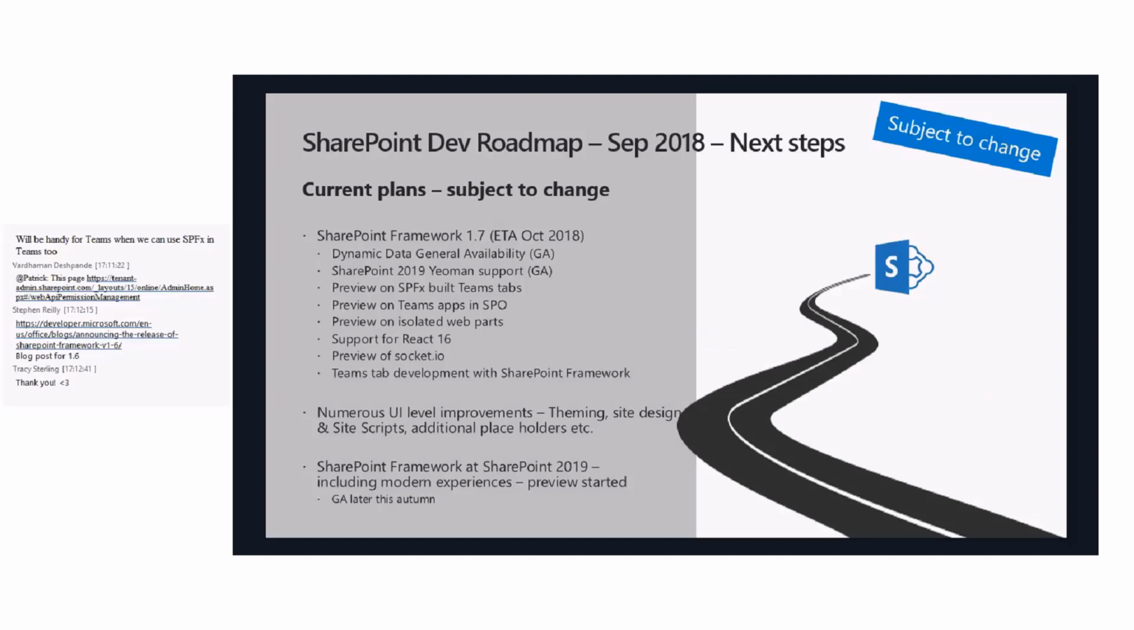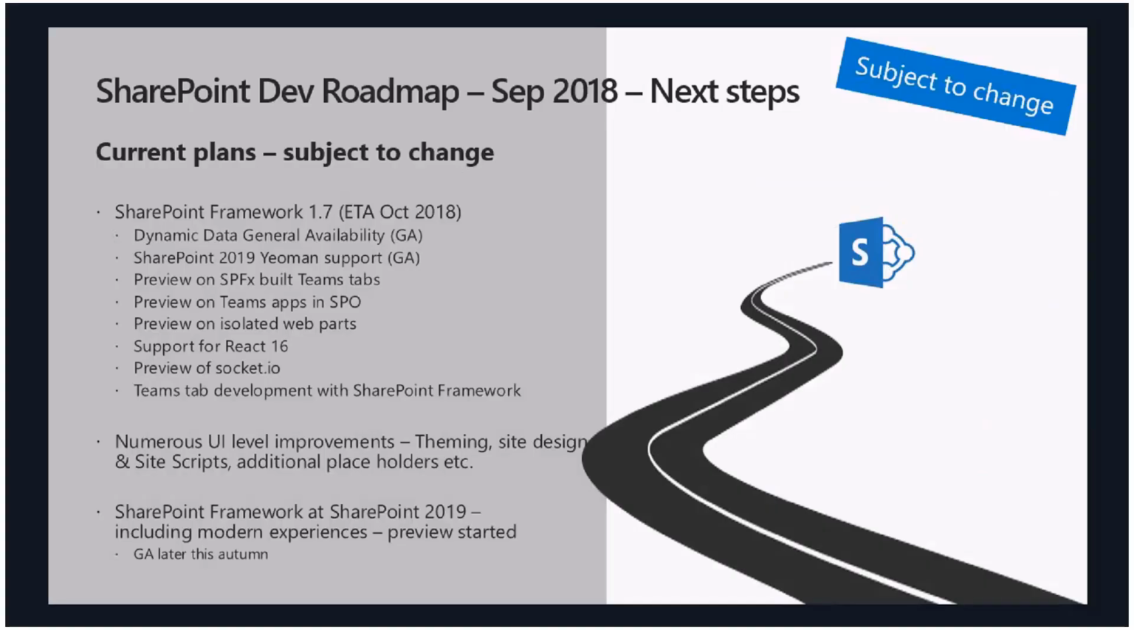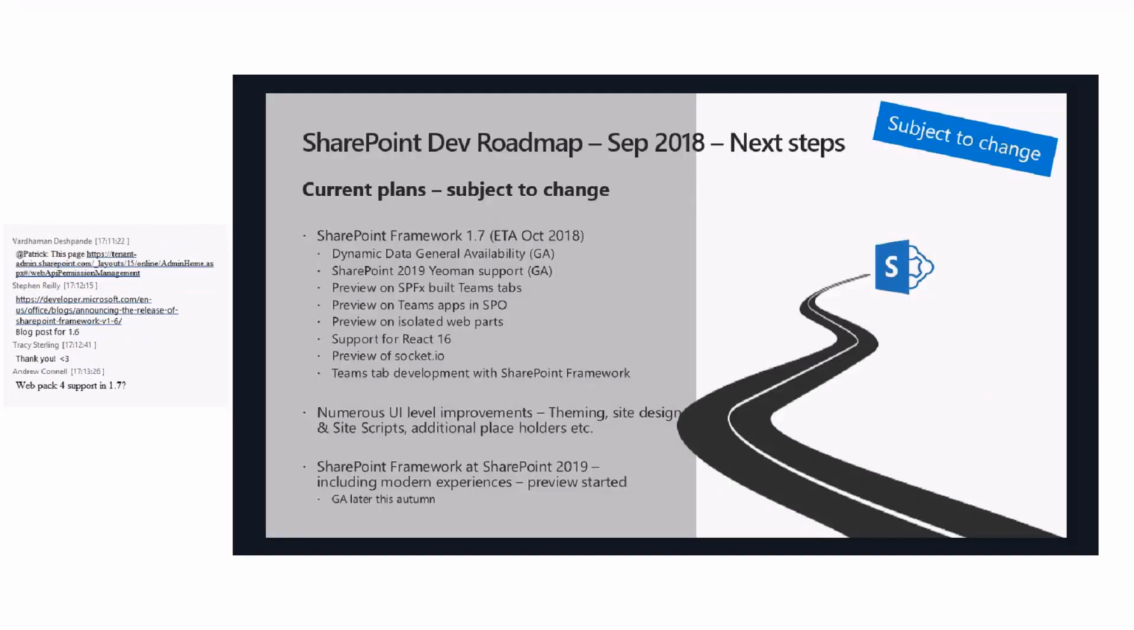A preview of the SPFx-built Teams tab is coming out in this 1.7 version. Preview of Teams apps in SharePoint Online. So vice versa, not just SharePoint applications in Teams, but also Teams applications in SharePoint Online. So that's coming as well. We also talked about having support for React 16. So that's coming there. Webpack 4 support and a newer version of Office UI Fabric are coming there as well. Preview of Socket.io. And preview of isolated web parts.